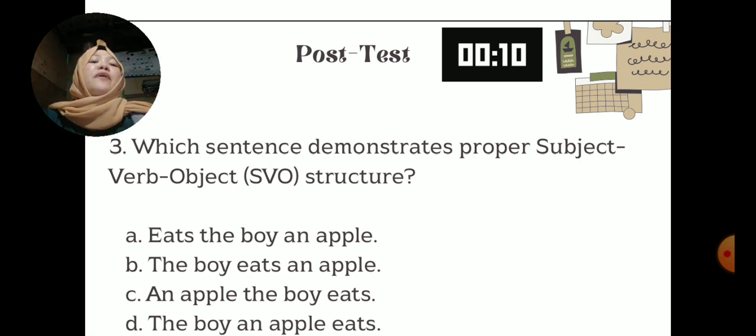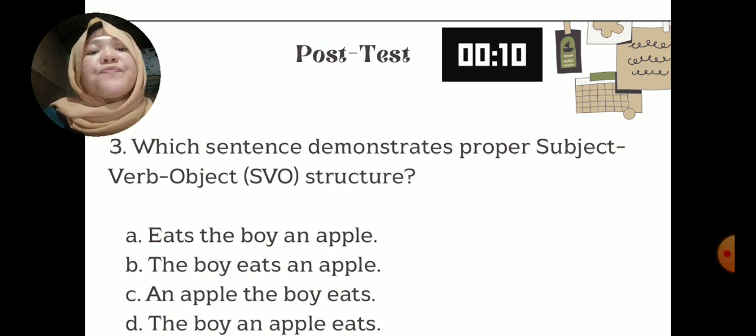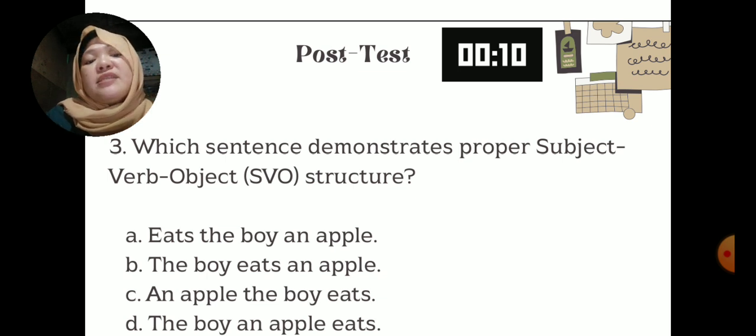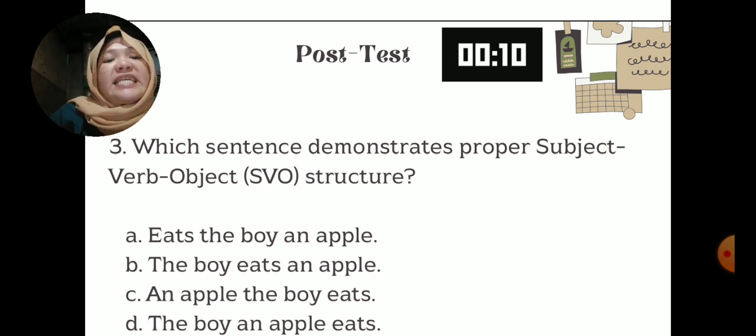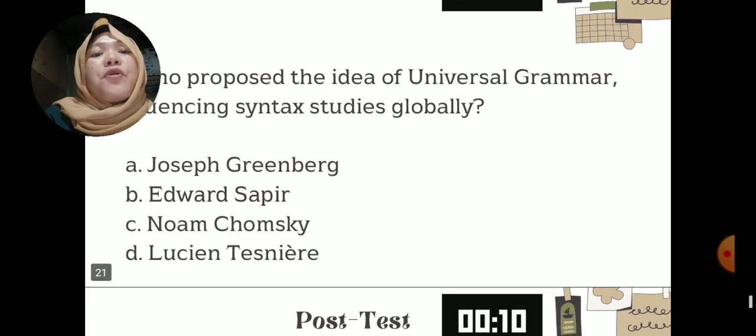All right, number 3. Which sentence demonstrates proper subject, verb, object, or SVO structure? Letter A, eats the boy an apple. Or letter B, the boy eats an apple. Or letter C, an apple the boy eats. Or letter D, the boy an apple eats. Okay, next for number 4.